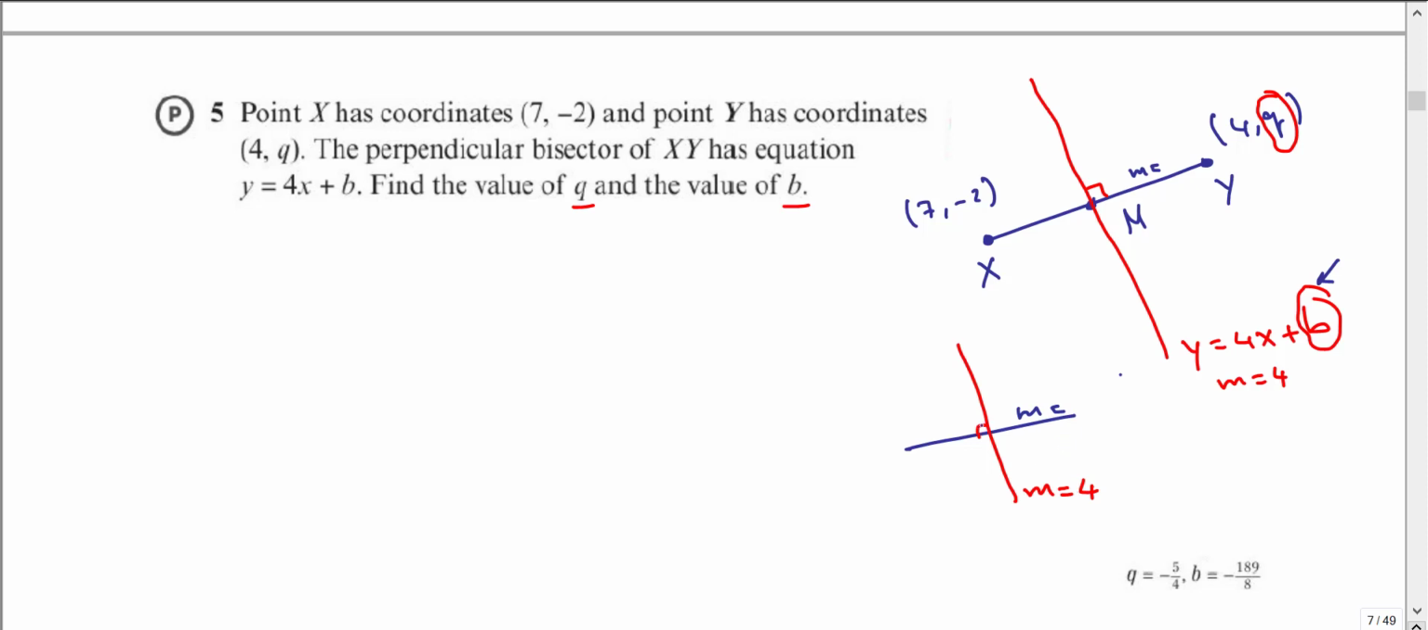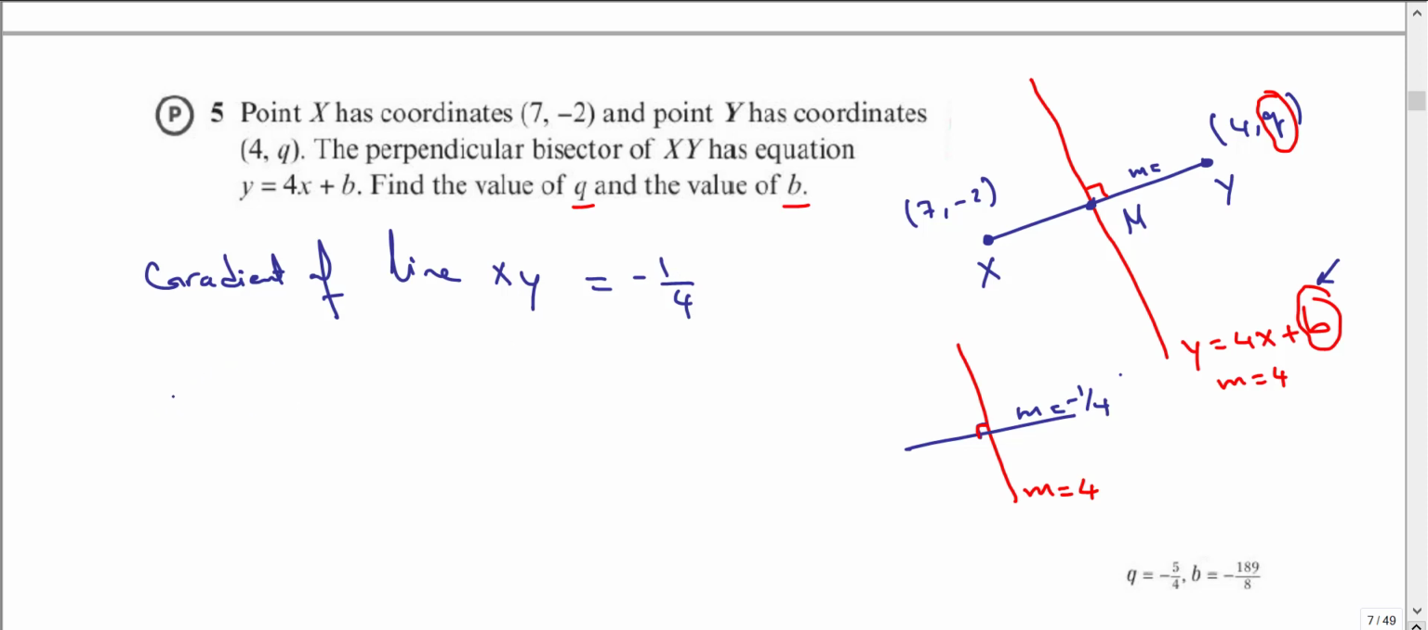Oh, we flip and change the sign, yeah. Because they are perpendicular lines, you flip and you change the sign. So it's minus 1 over 4. So you know that M, the gradient of line XY, equals negative 1 over 4, right?